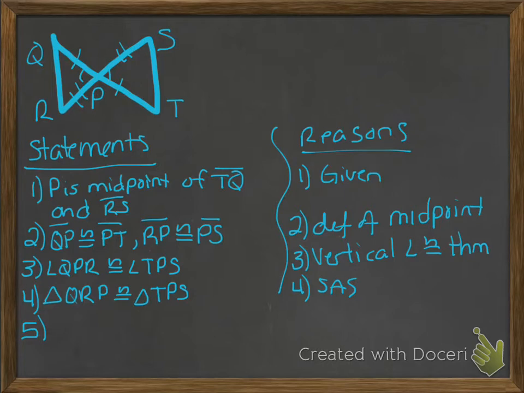So once I've said that triangle QRP and triangle TPS are congruent, I can show that angle Q and angle T are corresponding parts of my triangles that are already congruent. So I can come down here and say that angle Q and angle T are congruent because they are corresponding parts of congruent triangles.